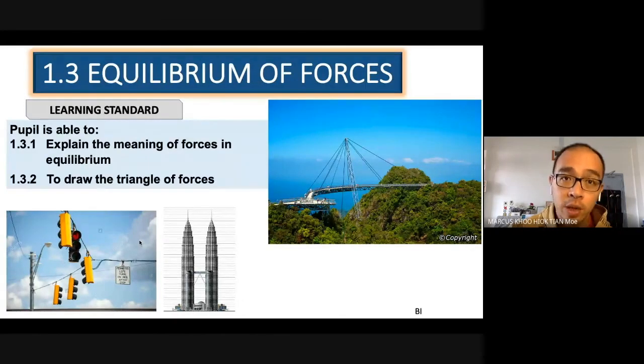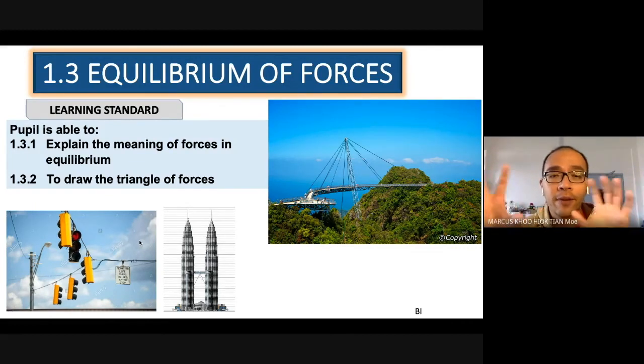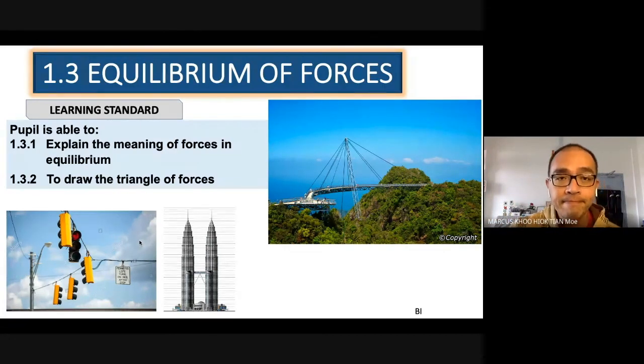And then secondly, once you draw the triangle, you also will have to know how to calculate everything that is in the triangle. So we're going to take stuff from maths and a little bit of physics in today's lesson.